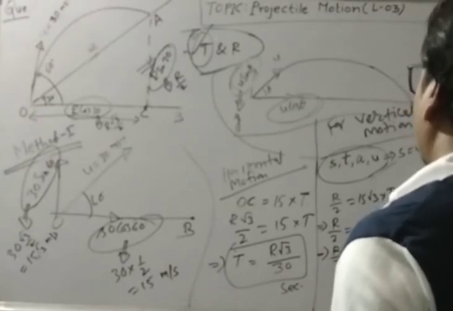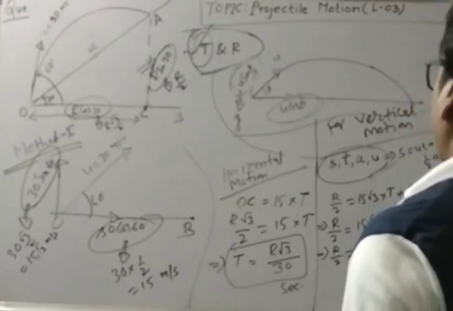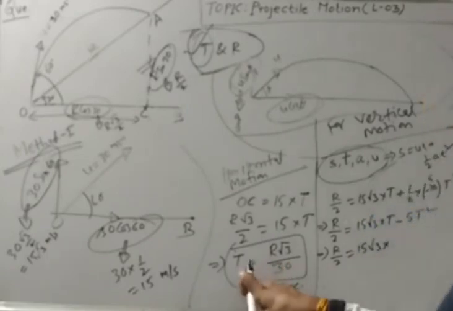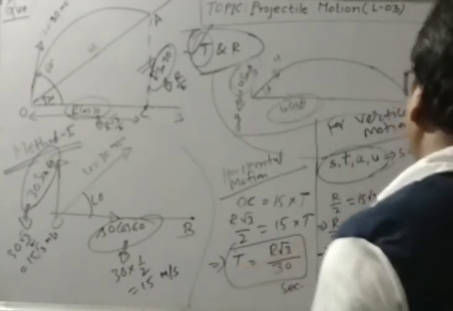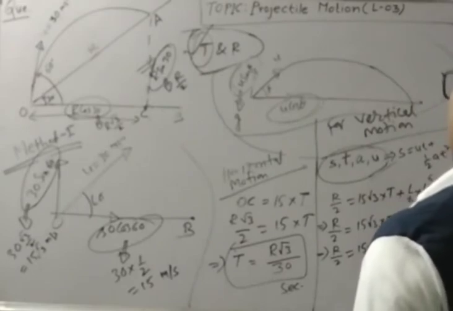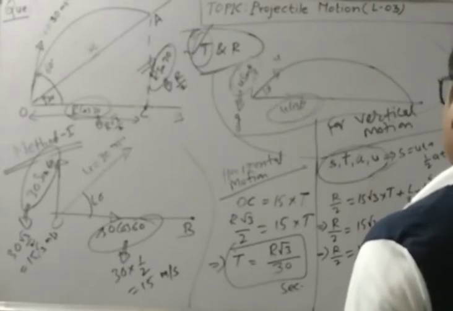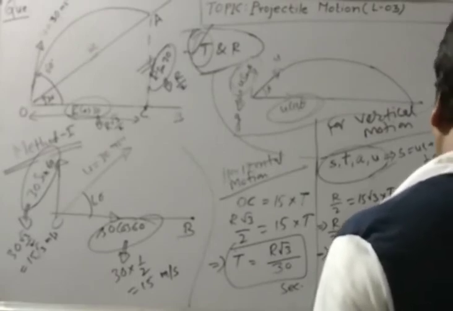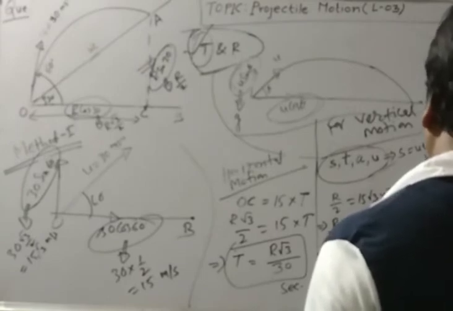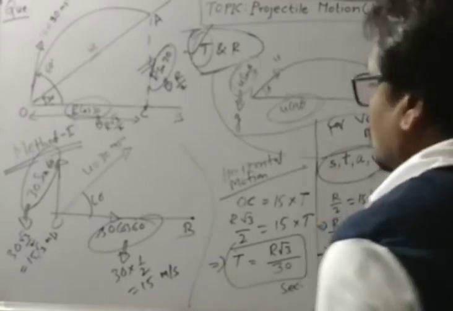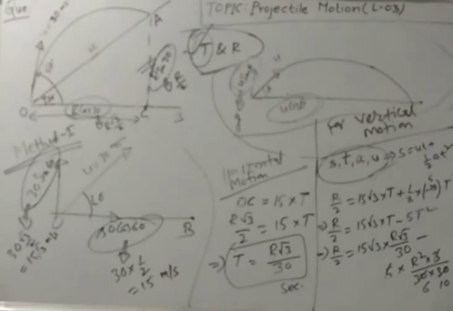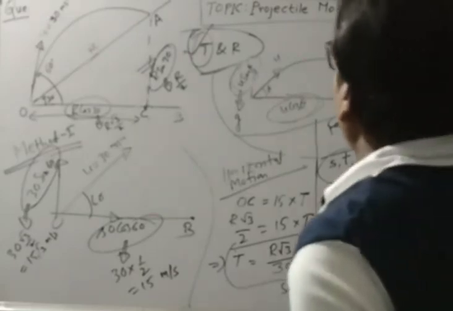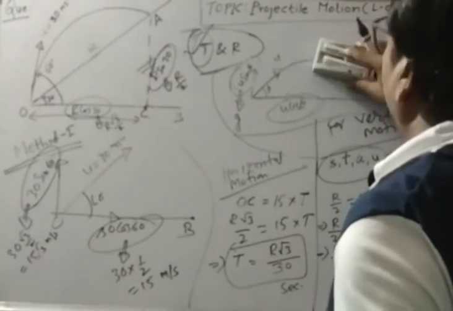So this is R by 2 equals 15 root 3, and just put the value of capital T from here, that is R root 3 by 30, minus 5 into T square, meaning R square into root 3 square, meaning 3, upon 30 square, meaning 30 into 30. So this will give you 10 and this will give you 6. So what will be the final result? I am just writing here.